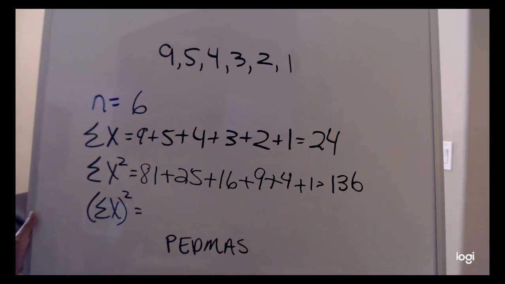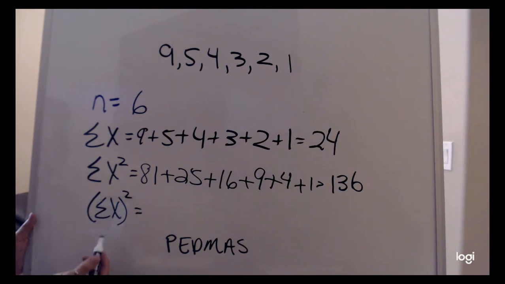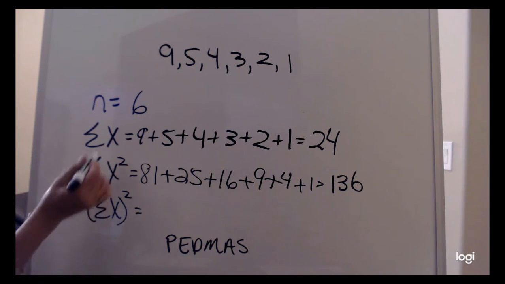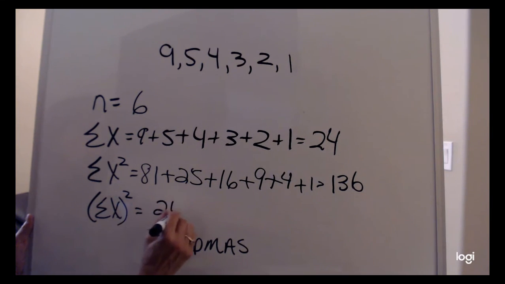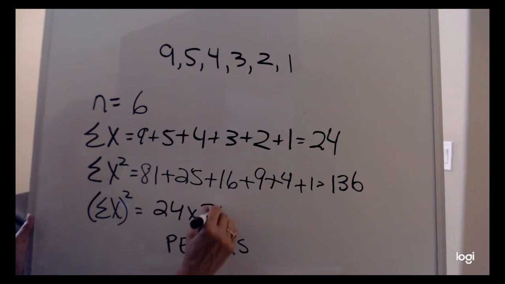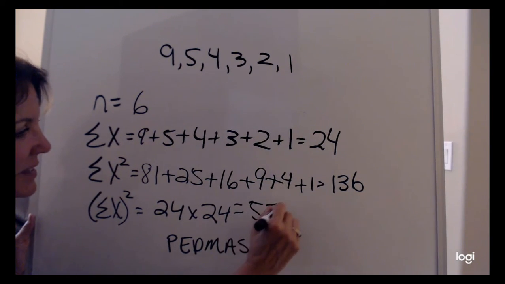And our final piece is asking us to take each score, add up all the scores together, and then square that total. Okay, so we've already done this. It's right here. Or not sigma X squared, sigma X. It's right there, which was 24. So basically, this is saying 24 squared. 24 times 24 gives us 576.